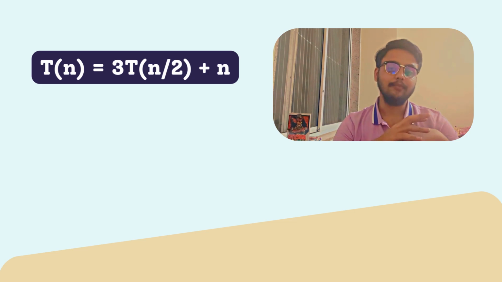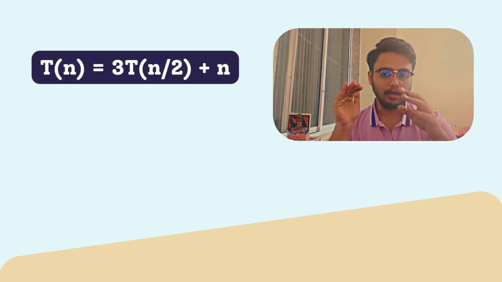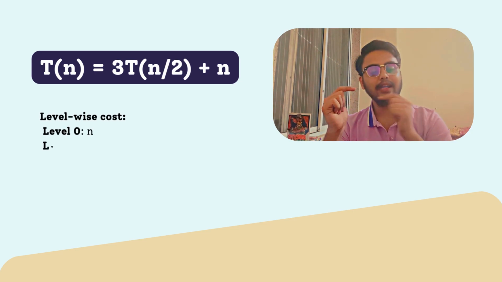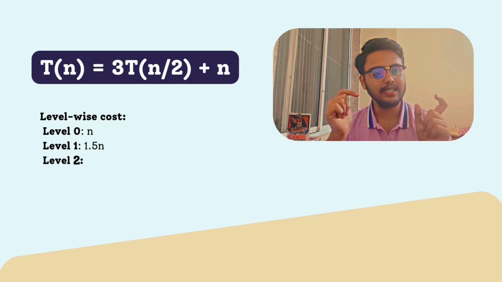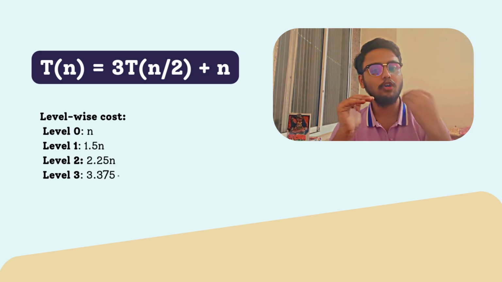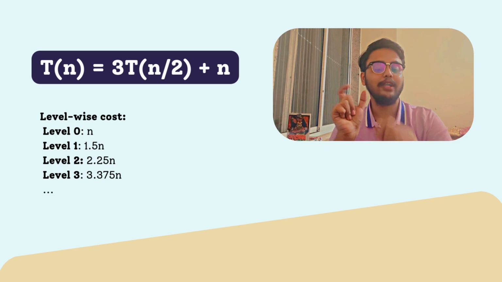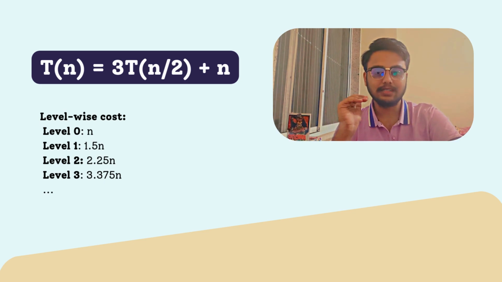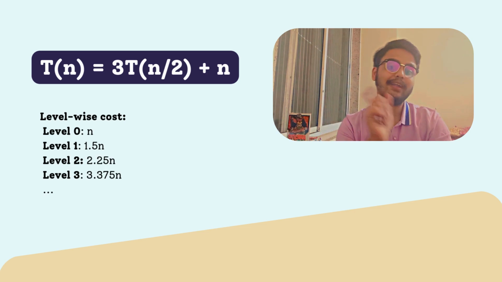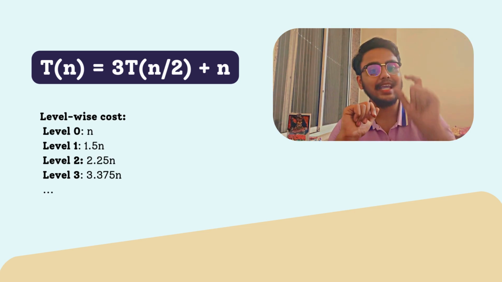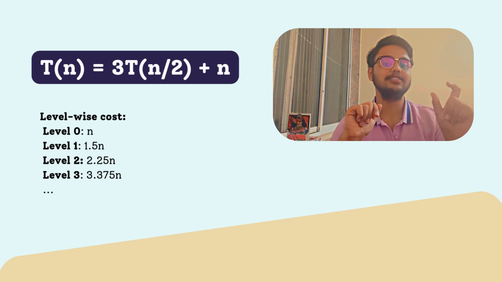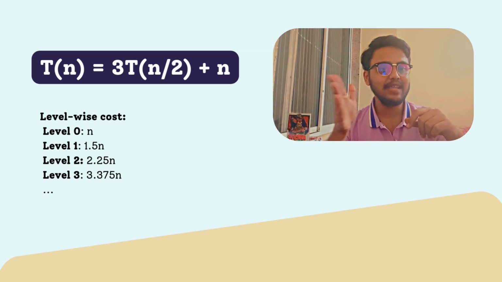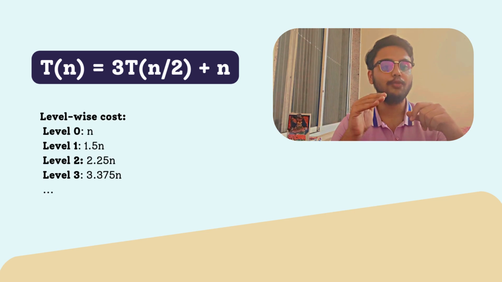Let's build the tree. So the cost for level 0 is going to be n. In level 1, it is divided into 3 subproblems, each of size n by 2. So the total cost is going to be 3 times n by 2, that is 1.5 times n. In the next level, that is level 2, it is going to be divided into 9 problems and the cost of each subproblem is going to be n by 4. So the total cost is going to be 9 times n by 4, that is 2.25 n.